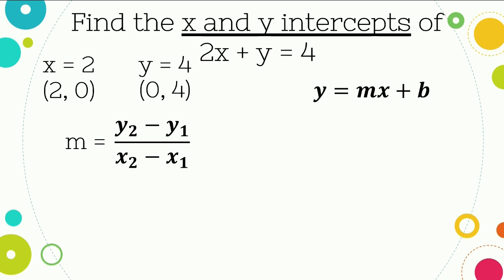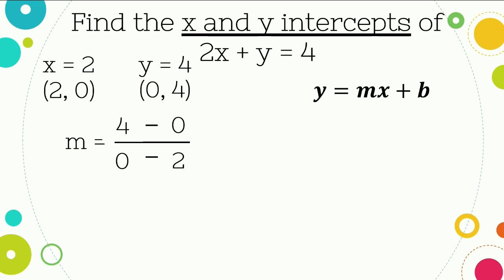So, unahin natin yung slope formula. Substitute natin yung values ng dalawang coordinates. So, ang y sub 2 ay positive 4. And then y sub 1 is 0. X sub 2 is 0. X sub 1 is positive 2. Hindi ko na nilagyan ng label pero pwede nyong lagyan kung nalilito.